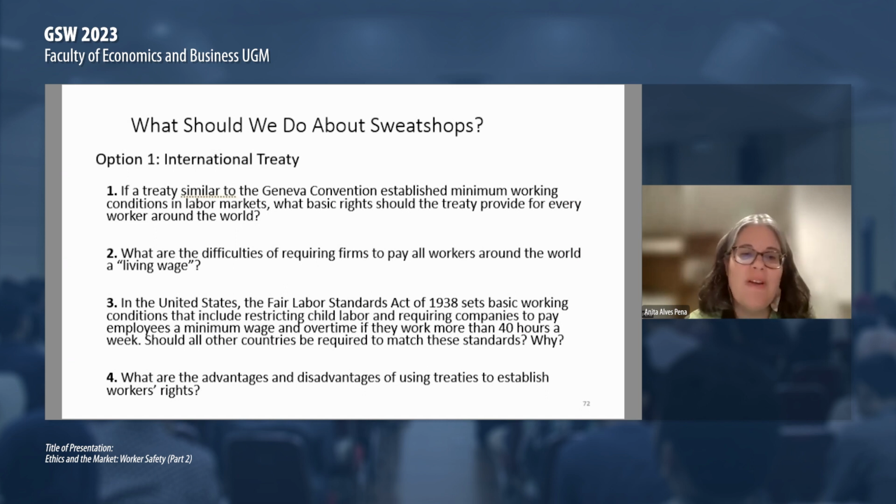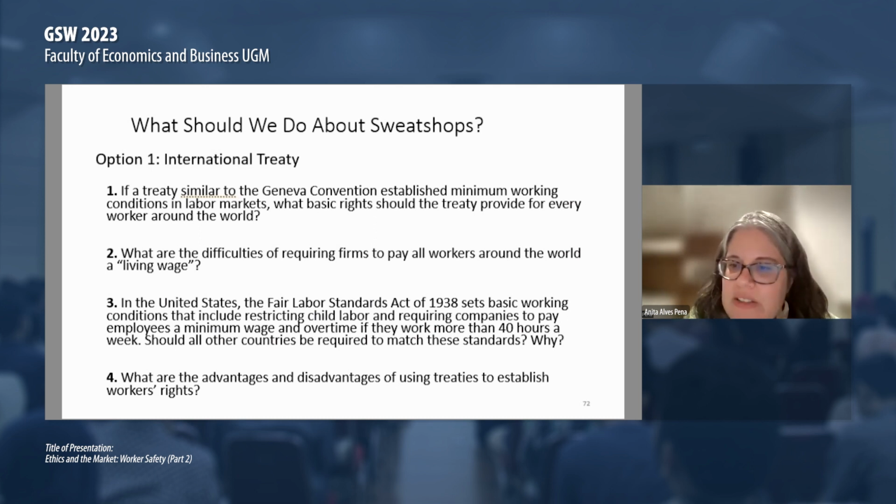If you look at what happens in agricultural labor markets, you would see several places where we could see breakdowns, where this is not being enforced or restricted. But maybe the ideas of the act and the basic principles could be a working framework. And we would definitely have to think through all the advantages and disadvantages of using treaties to establish worker rights, right?